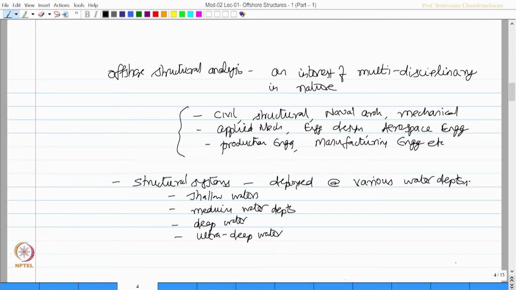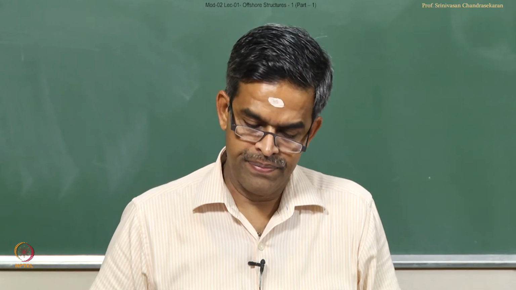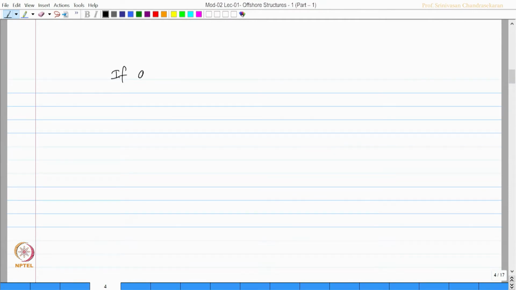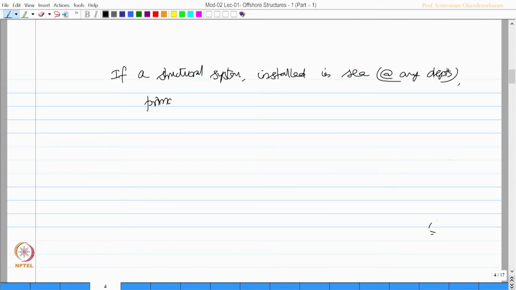So, now I throw a question to you for your understanding. If a structural system is to be installed in sea, the primary source of loading acting on this will be wave loads. It will also add with the current present in the ocean. Further, it will also attract a lot of wind loads.